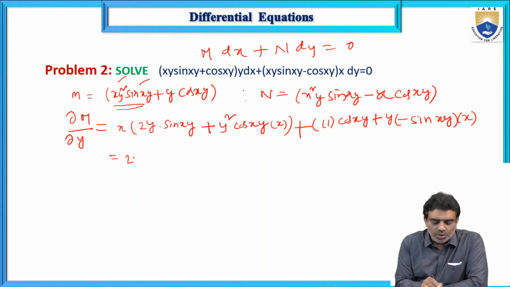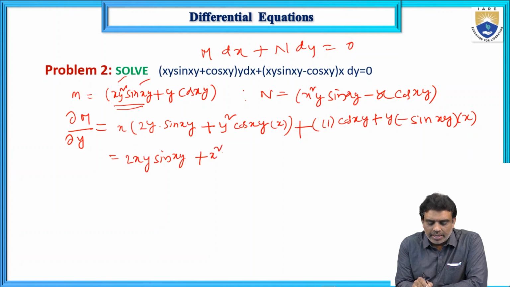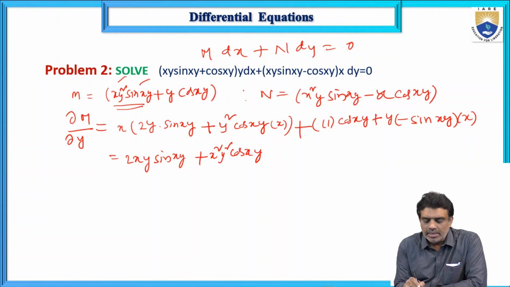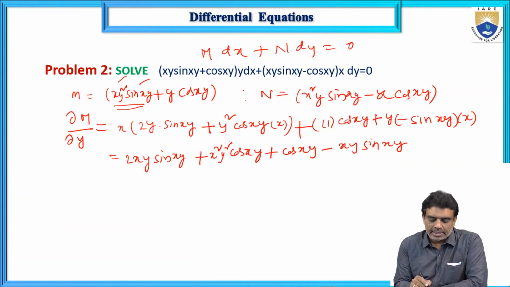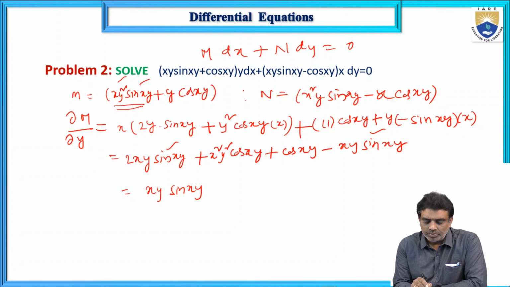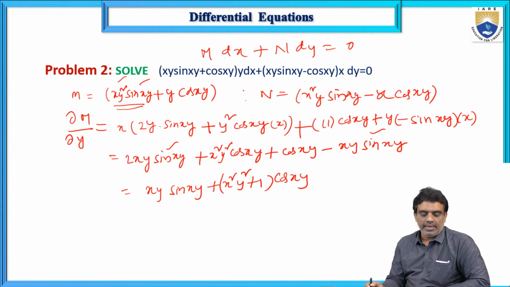So this is equal to 2xy sin xy plus x square y square cos xy plus cos xy minus xy sin xy. So the xy sin xy terms combine: 2xy sin xy minus xy sin xy gives xy sin xy, and the other value is x square y square plus 1 of cos xy. This is ∂M/∂y only.